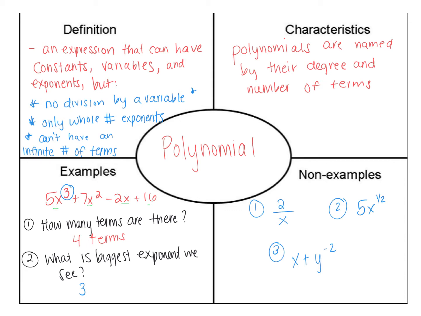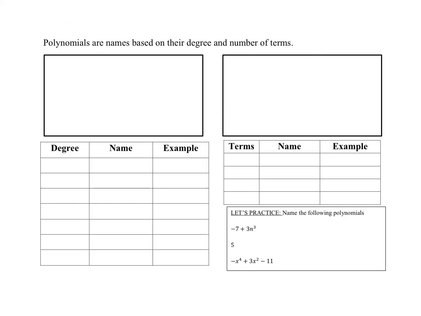So this is brand new to you. So notes are super important, okay? All right, on to the back. Now, this side is even more important, okay? Because what we're going to do is define what a degree is and what a term is. Because when we label polynomials, we label them by their degree and by their terms, okay?